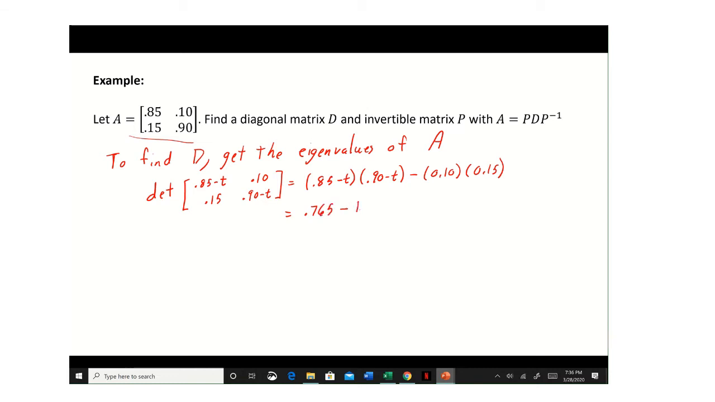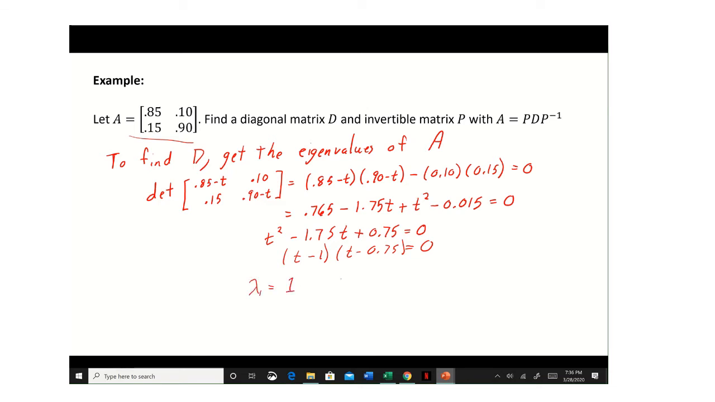Figure this out. You are going to get 0.765 minus 1.75 T plus T squared minus 0.015, and of course we want this to be equal to 0. Simplify it a little bit. T squared minus 1.75 T plus 0.75 equals 0. You can factor this. You get T minus 1 times T minus 0.75 equals 0, which gives us our eigenvalues.